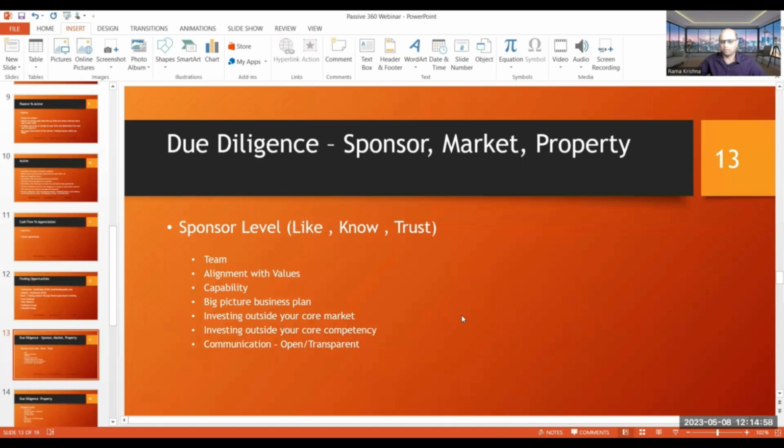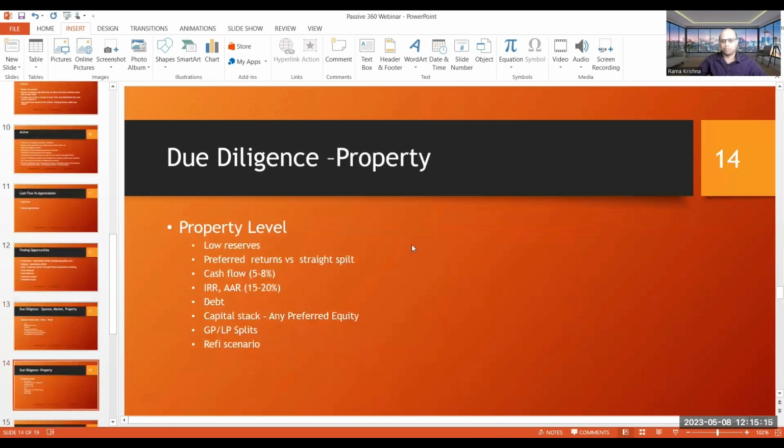And what is their communication? Are they open? Are they transparent? All these are very, very important before investing. Next one is property level.